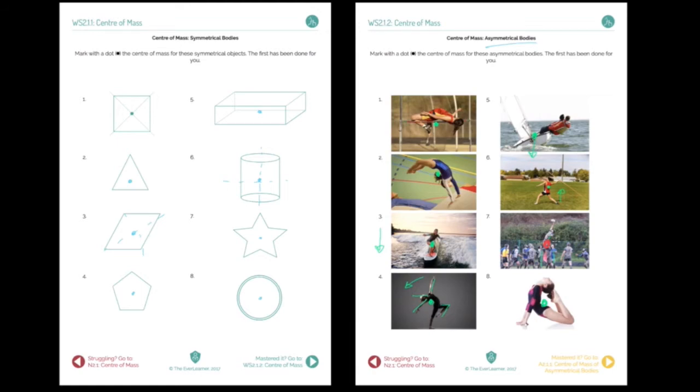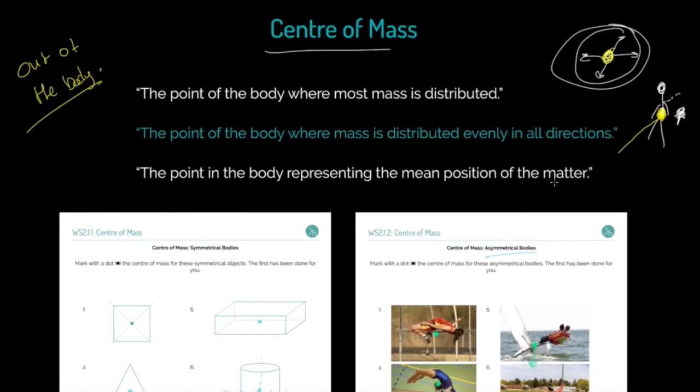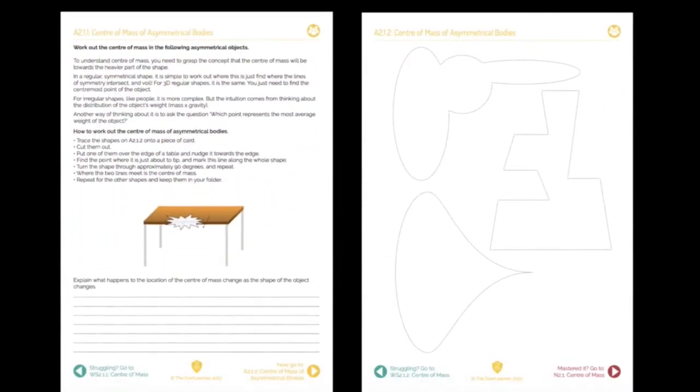How do I know where it is? And if the athlete, for example, raises their arm, or both their arms, here's a good example, or raises their knee, it also raises their centre of mass. Why? Because it's the point in the body representing the mean position of the matter, what we're made up of. Let's move on. A little experiment to try it.